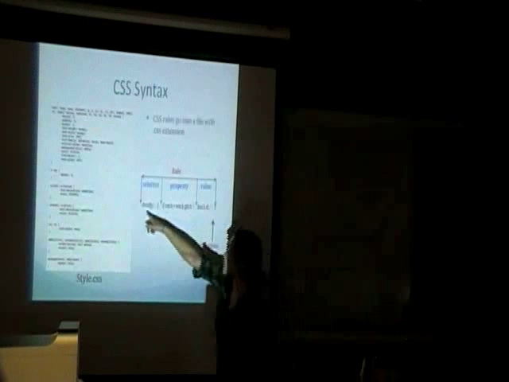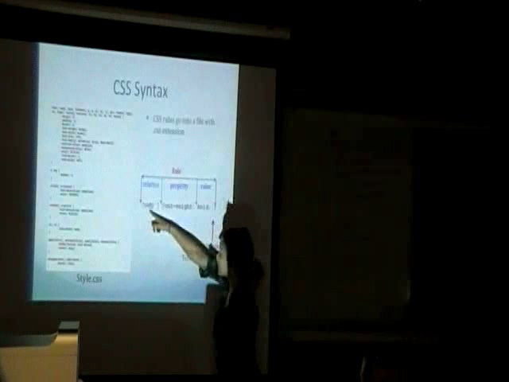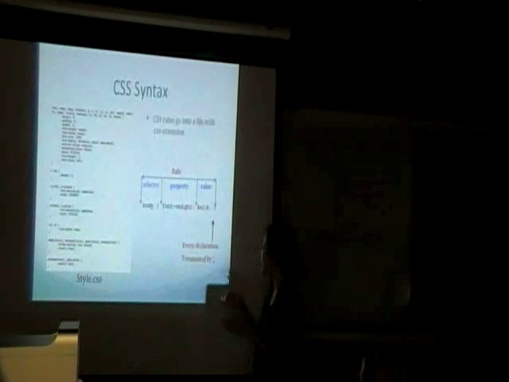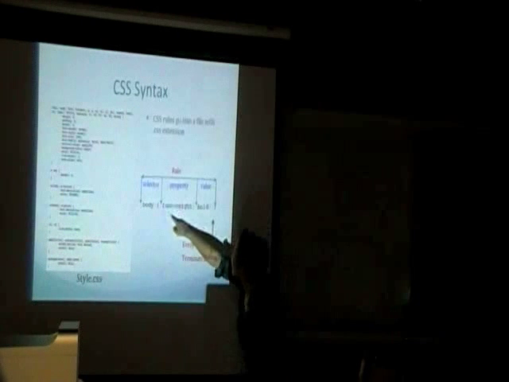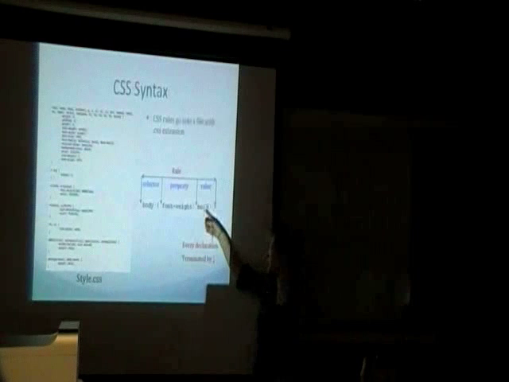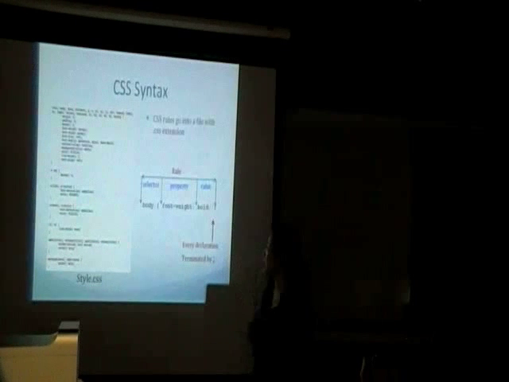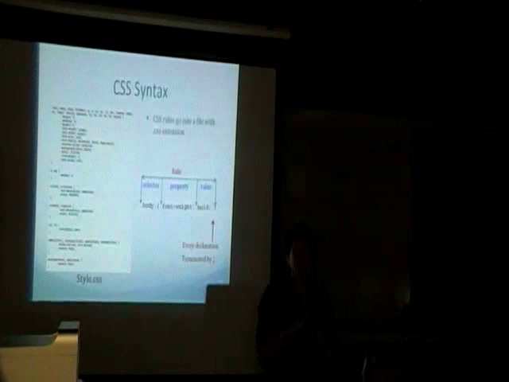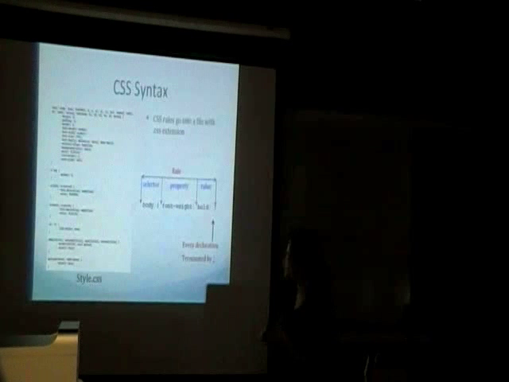So you have a selector, in this instance, we're selecting the body of the HTML file. And then you have some property. For example, I want to change the font weight of everything in the body. And then whatever you want the value to be, so bold. And it's important to notice that syntax actually really matters. And this looks pretty familiar.